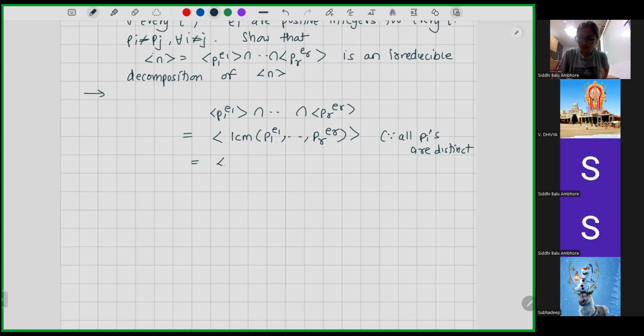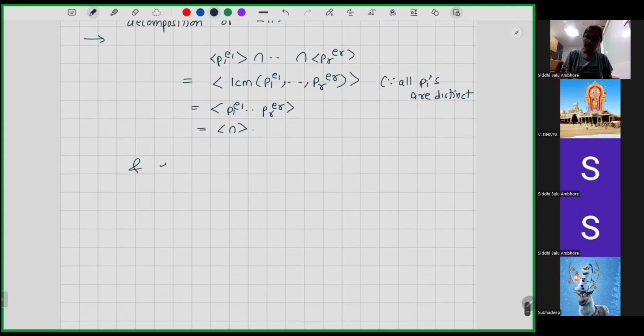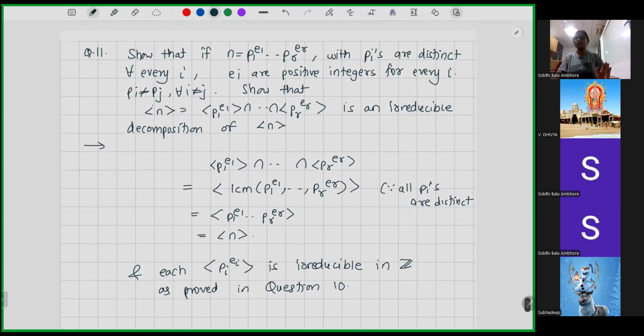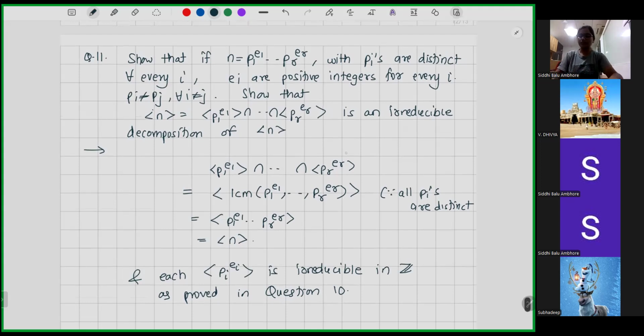this becomes, in fact, the ideal generated by n, p1 power e1 multiplied by pr power er. This is the ideal generated by n. And each pi power ei is irreducible in Z as proved in question 10. So therefore this actually becomes a primary decomposition of the ideal in Z. So the prime factorization in Z gives us a primary decomposition of the ideal in Z. So is this clear? We can write n as an intersection of these ideals, and each of these is an irreducible ideal. So that's why this is an irreducible decomposition of n in Z.